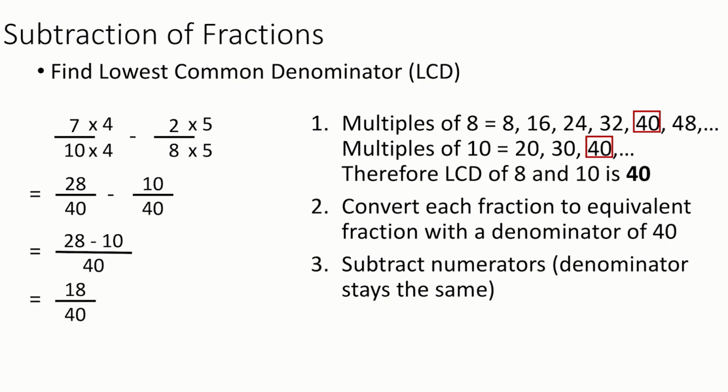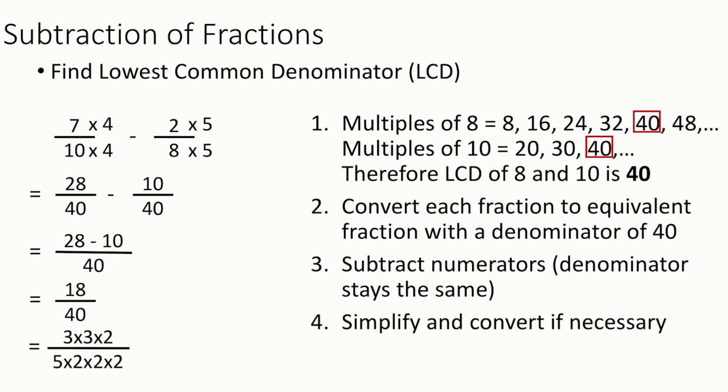18 over 40. Now this fraction can be reduced, however, because 18 and 40 are both even, so we can at least divide out by a 2. Like we did in an earlier video, if you'd like to do the prime factorization, then 18 can be written as 3 times 3 times 2, and 40 is 5 times 2 times 2 times 2. So the common number between top and bottom is only a 2, and that's what we take out. Our final answer then is 9 over 20.